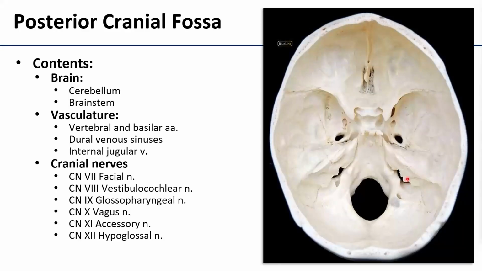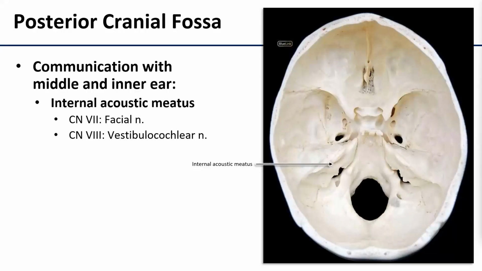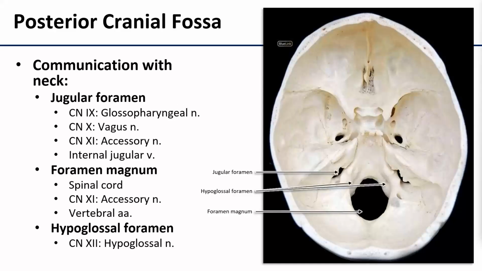We also have a number of cranial nerves traveling through this area again. This time it's 7 through 12. But the nice thing about this is that they really only go to one of two places. Cranial nerves 7 and 8 enter into the internal acoustic meatus, which communicates with the middle ear and the internal ear. And almost everything else heads out one of three exits down into the neck. So the internal jugular veins, along with cranial nerves 9, 10, and 11, exit through the jugular foramen. So again, this big gap here.